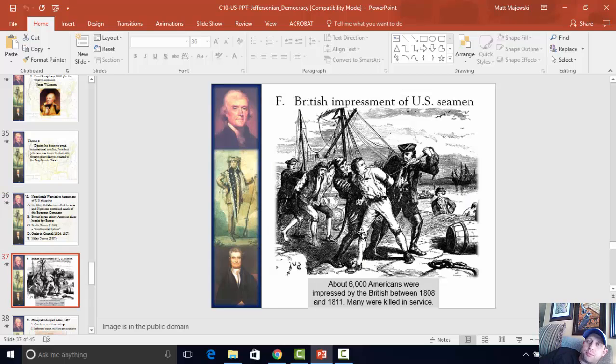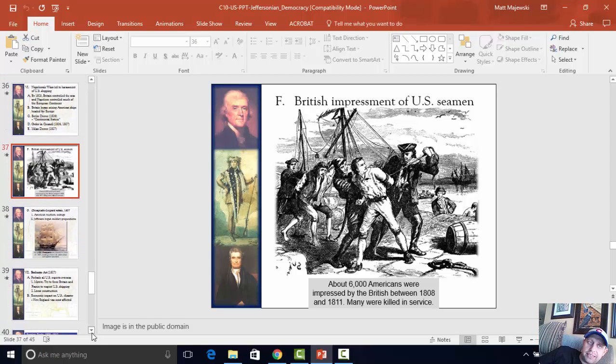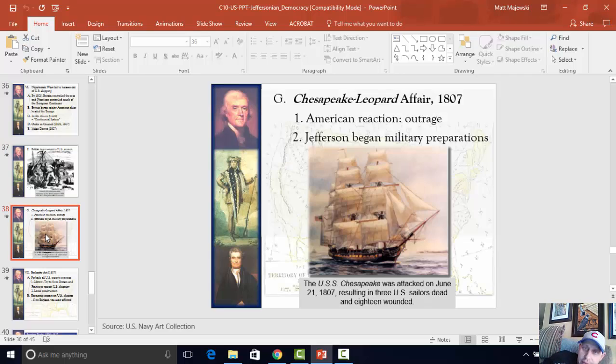Americans have other problems. The British are still using impressment against American ships. 6,000 Americans were impressed between 1808 and 1811. Many of these guys were forced to serve in the British military, and some of them were killed, right? So forced service for a country that they don't belong to, and then some of them die in battle as well.